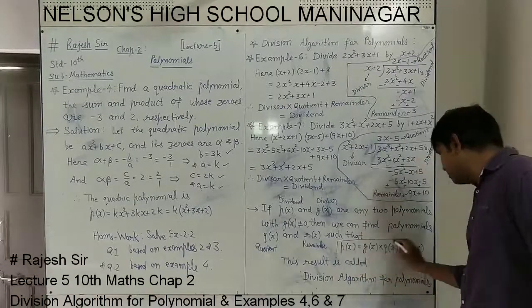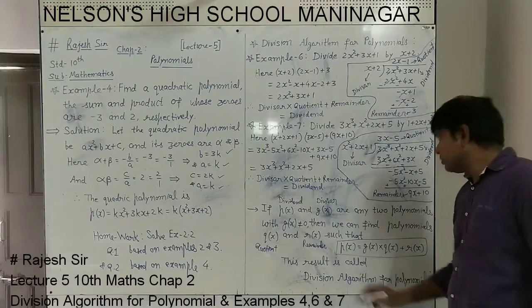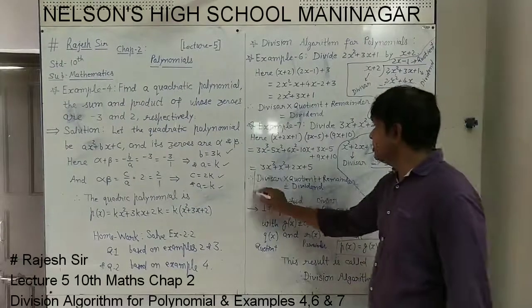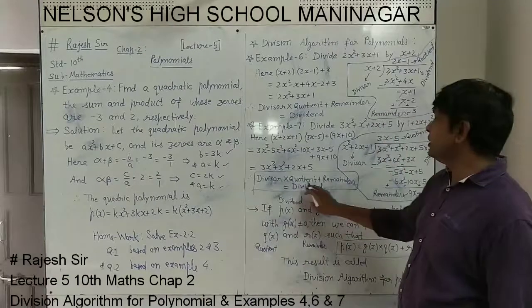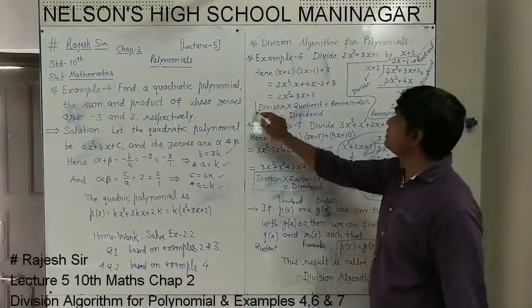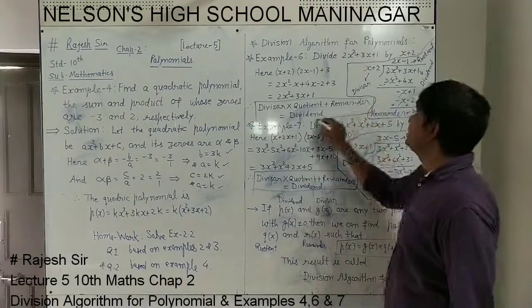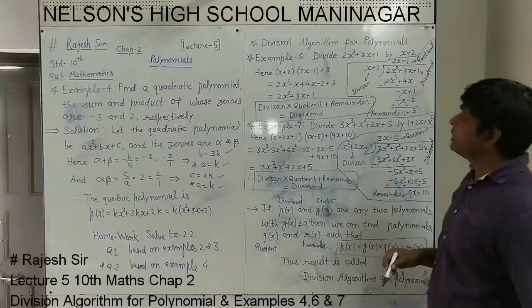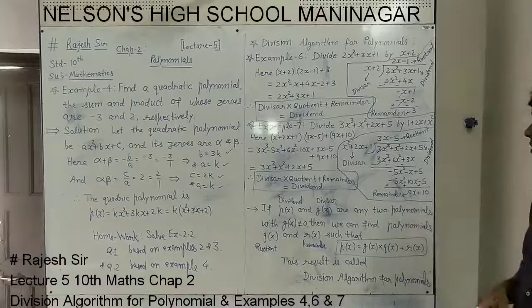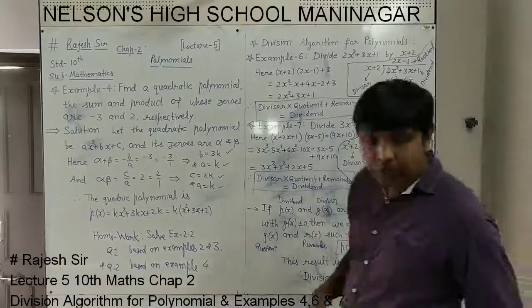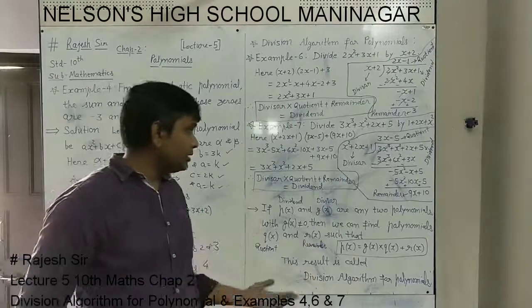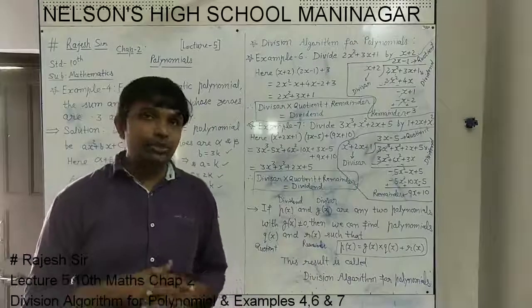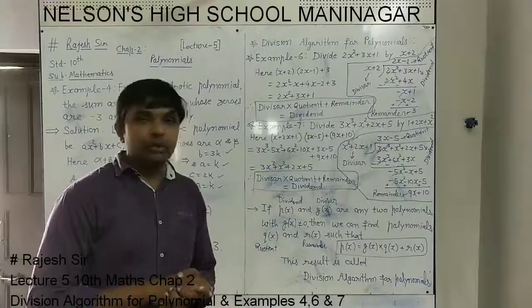And this we have to remember, that always dividend equals divisor into quotient plus remainder. This is the result actually. This is called the division algorithm for polynomials. With the example we have understood, and we have to write it down, understand it, and learn it. In the next coming examples and questions, you will be asked related to these questions.